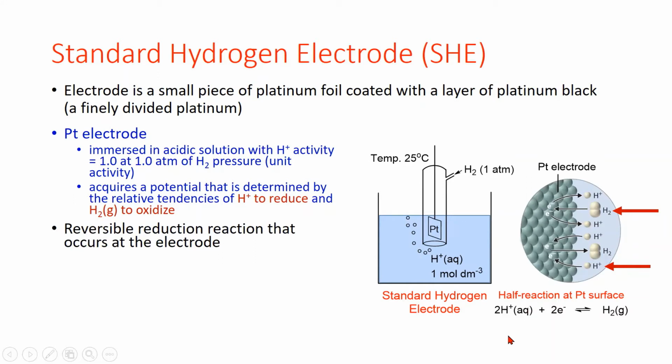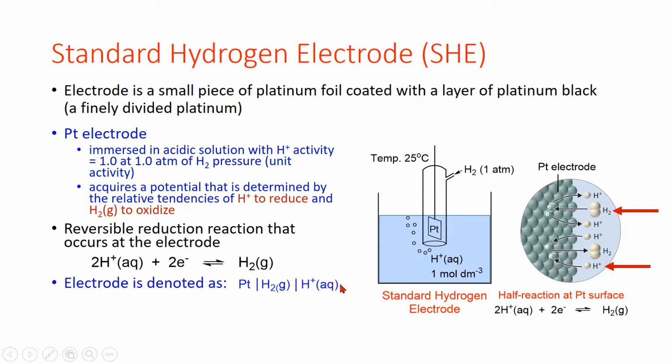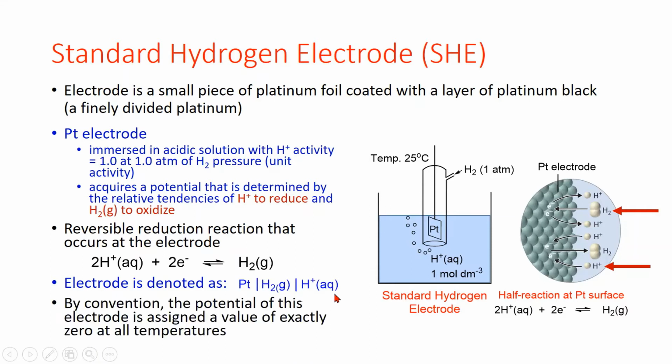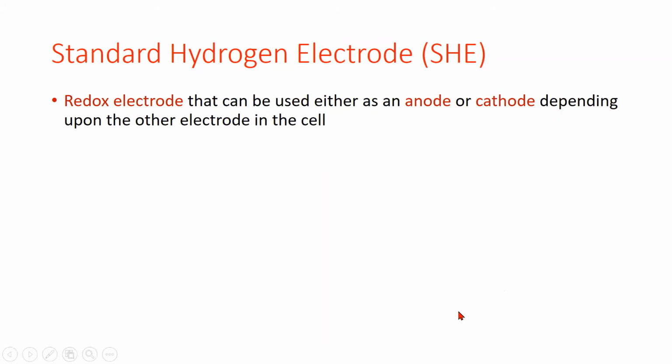The reversible reduction reaction that occurs at the electrode is 2 protons plus 2 electrons giving rise to hydrogen. The electrode is denoted as platinum in contact with hydrogen in contact with H+. By convention, the potential of this electrode is assigned a value of exactly 0 at all temperatures. The standard hydrogen electrode acts as a redox electrode that can be used either as an anode or cathode depending upon the other electrode in the cell.